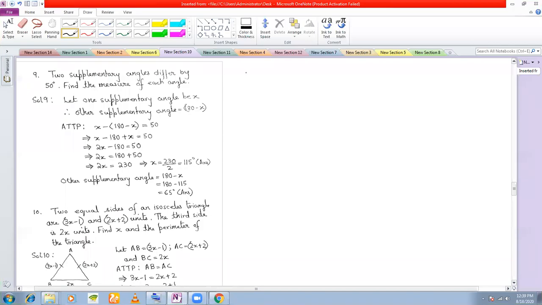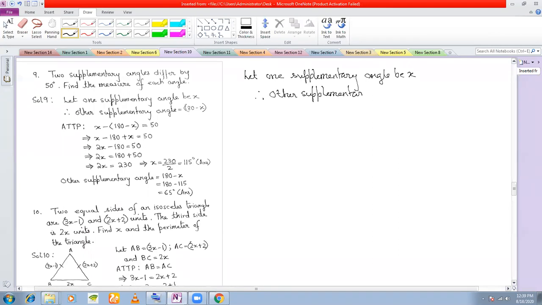So I say, let one supplementary angle be x. Therefore, what is the other supplementary angle? 180 minus x. This is 180 minus x.